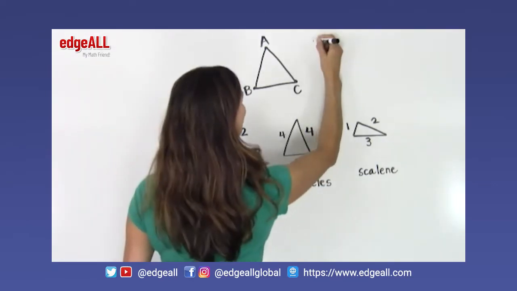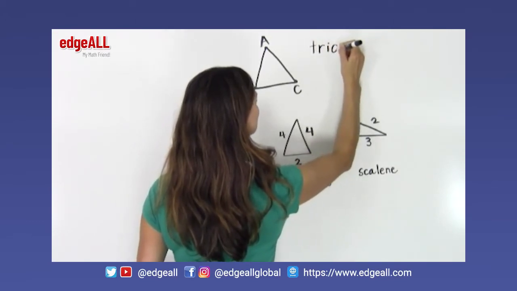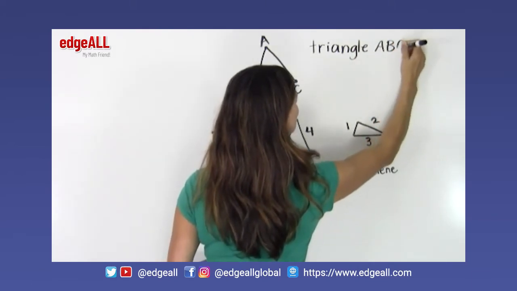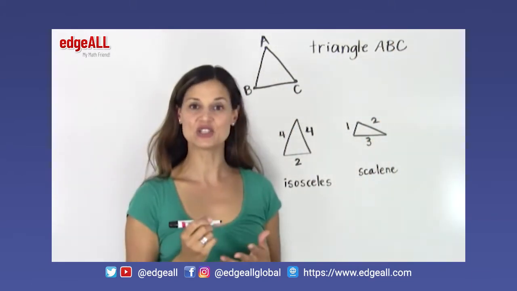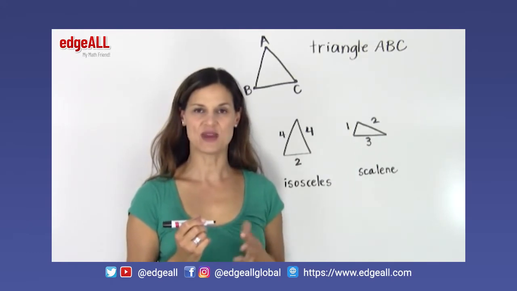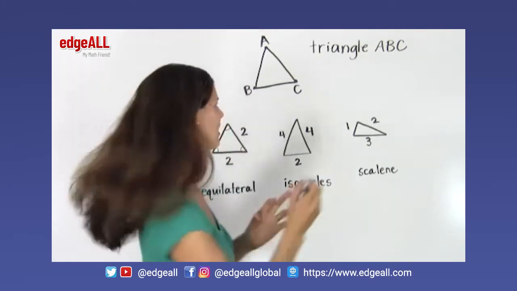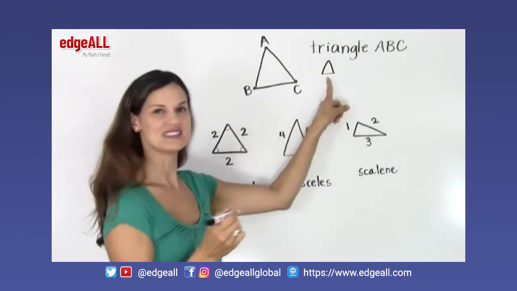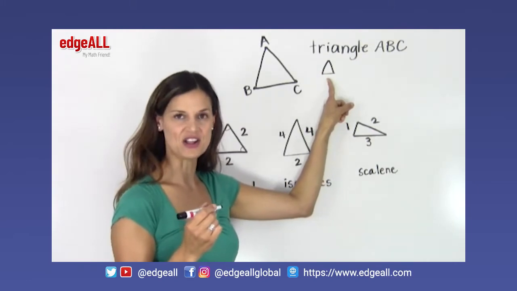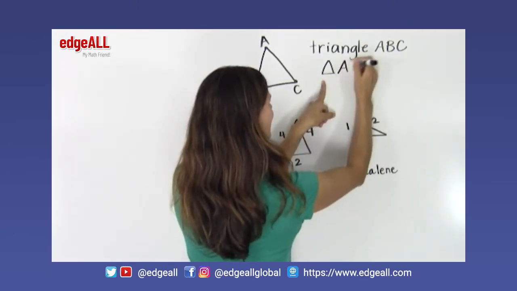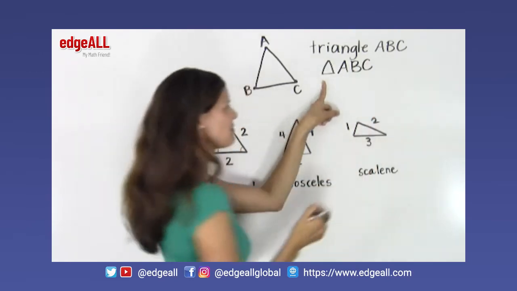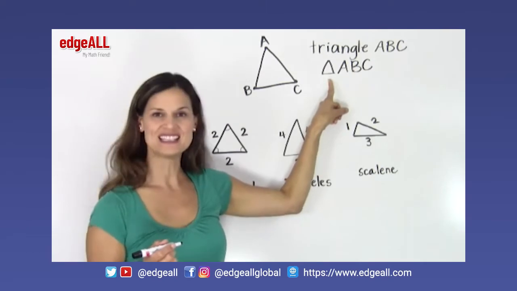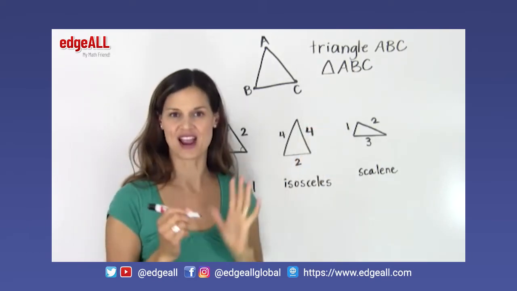ABC. We can write it as triangle ABC, or we can have a little shortcut to writing it with a little triangle right before the ABC. So instead of writing out the word triangle, we would use this small symbol of a little triangle, the same size as our letters, and then we would put ABC right here after that. This little character in front always tells us that we're talking about a triangle.